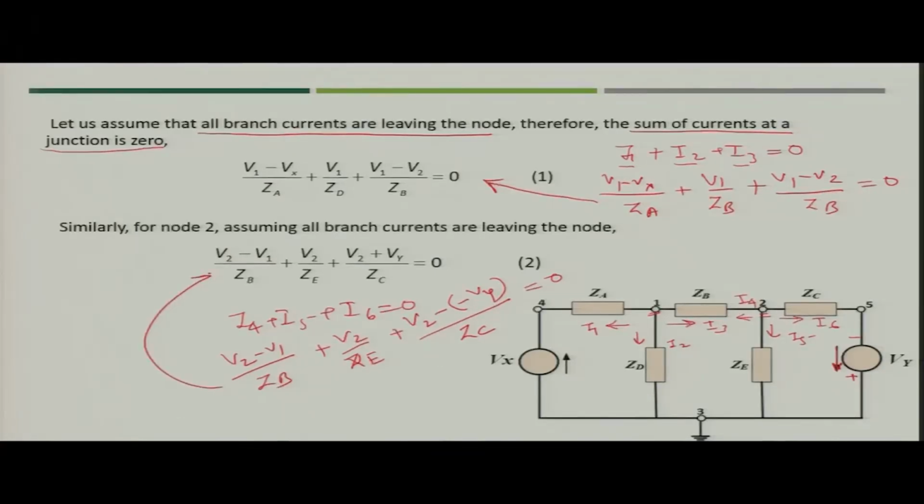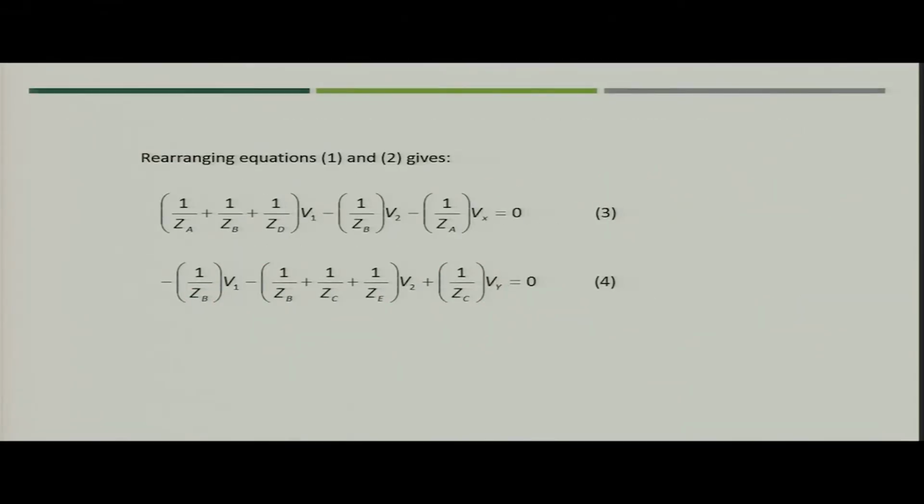So what eventually will you get? You will get the same equations which are mentioned in this slide. Now you can rearrange all the variables, like V1 you can put together, V2 you can take together, and then Vx and Vy in both of the equations. Now if you know the values of ZA, ZB, ZD, ZC, ZE, you can simply put in the values, and it will be a very simple equation.